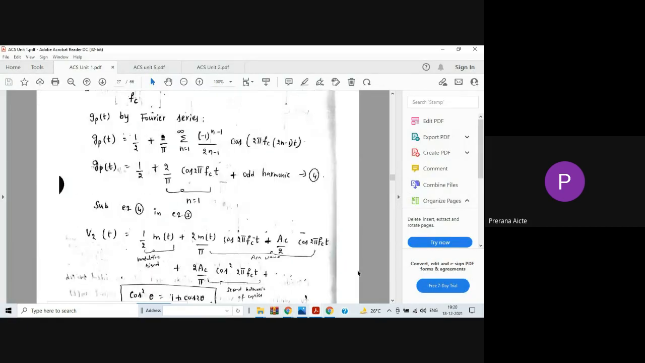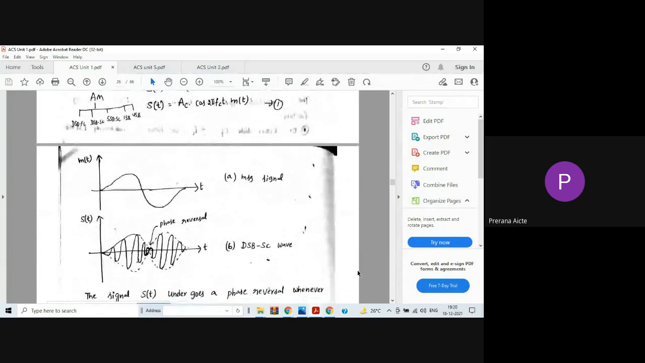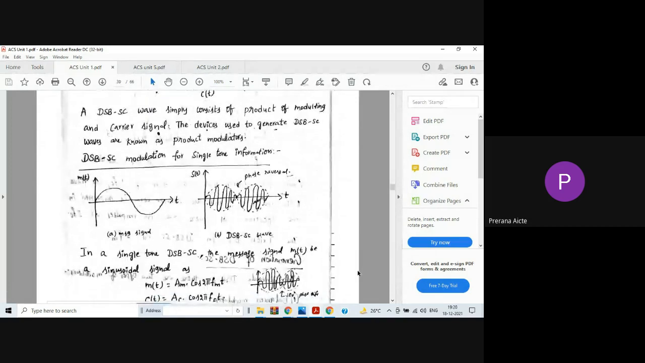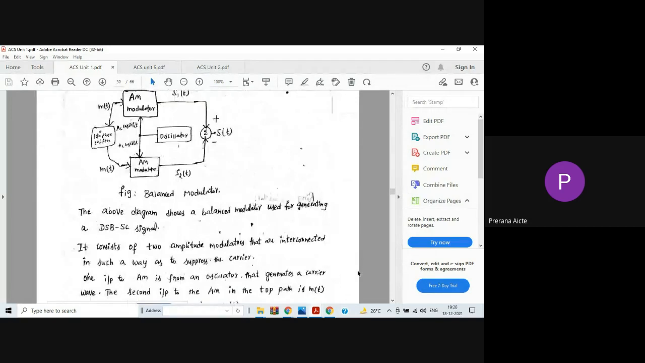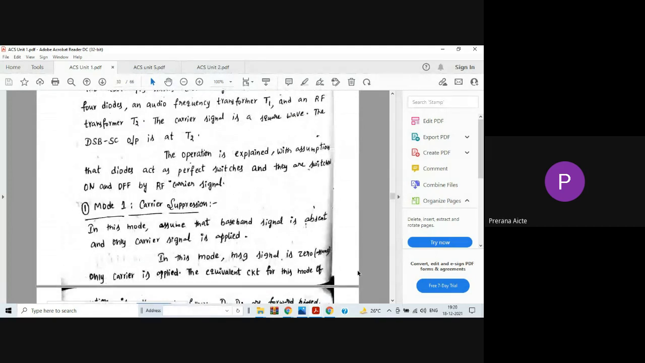Like this, they will be asking the main problems. Now we are going to discuss another modulation technique, which is frequency modulation. What is that? Frequency modulation.